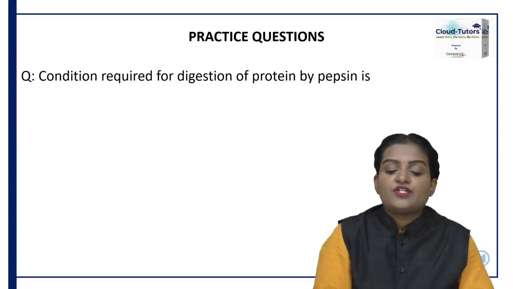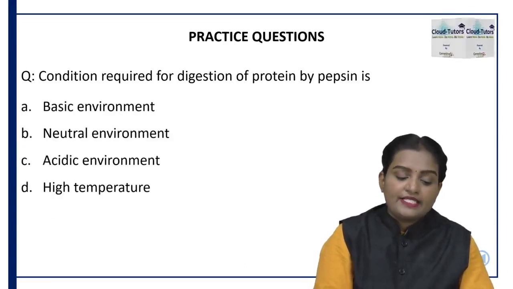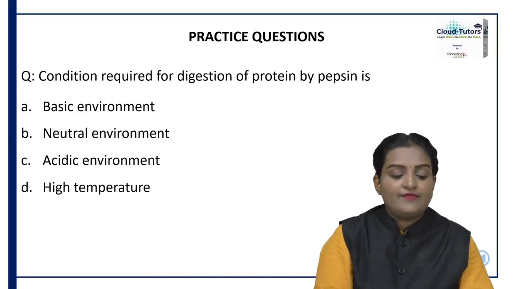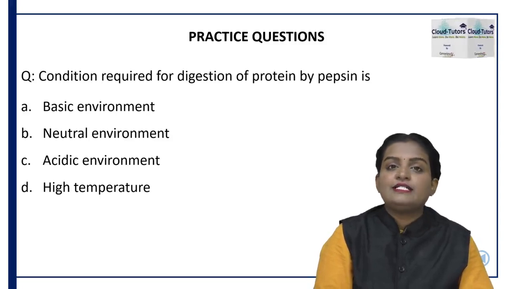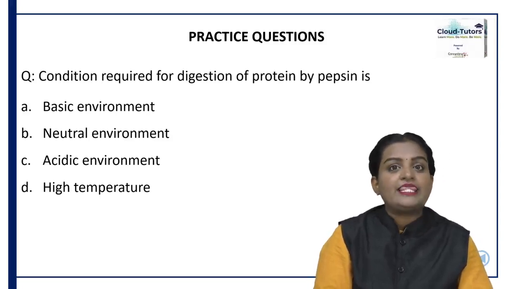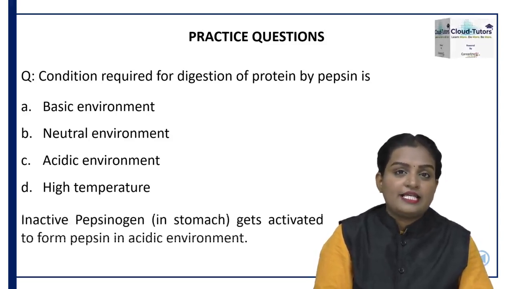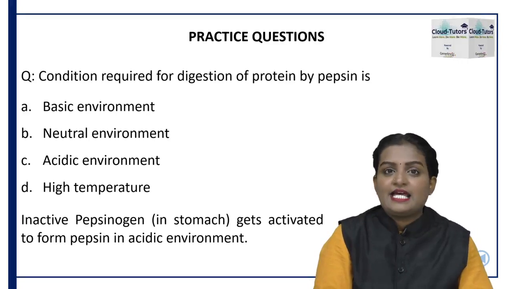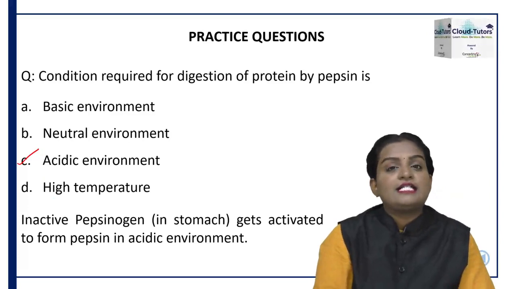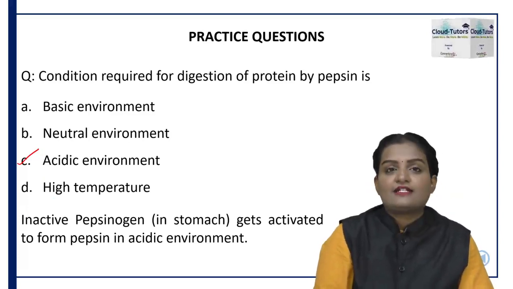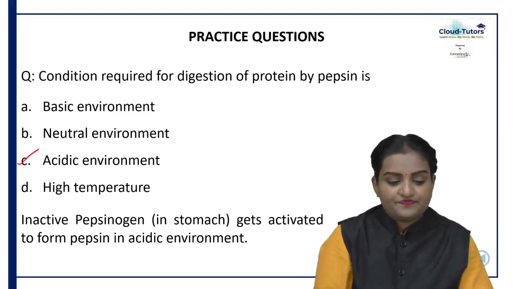The condition required for digestion of protein by pepsin is: options: basic environment, neutral environment, acidic environment, high temperature. So protein is digested by pepsin in the stomach. The stomach contains HCl which maintains an acidic medium. So the option is C. Here inactive pepsinogen gets activated to form pepsin.